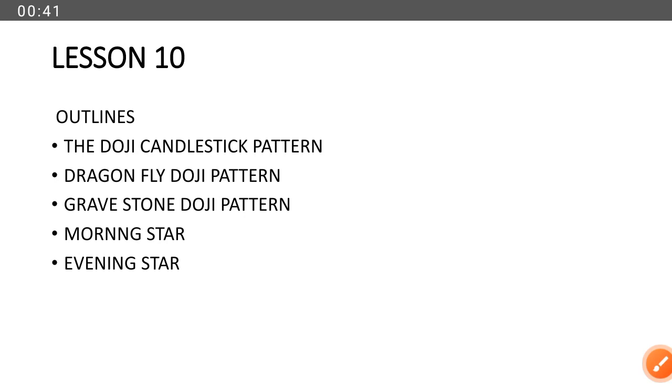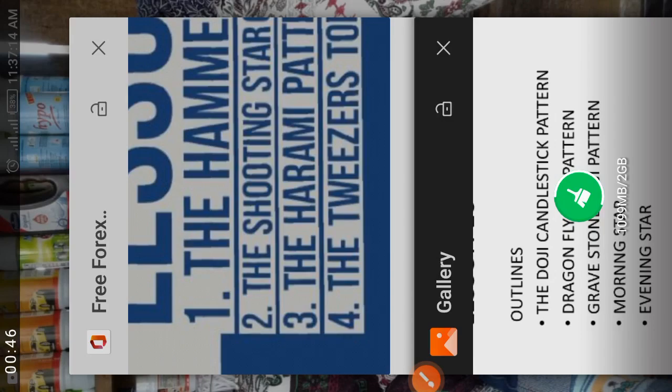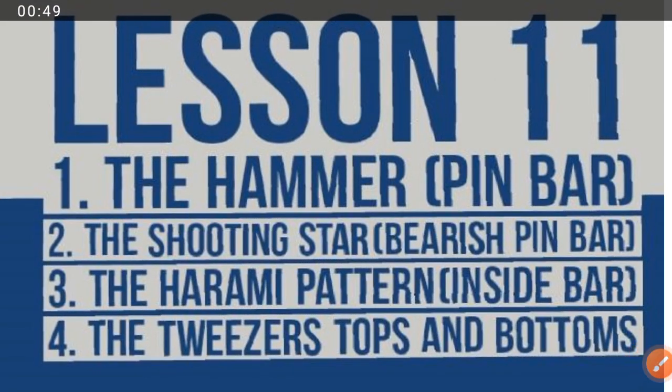Now today we shall be moving into lesson 11. We have the hammer, which is also called the pin bar. You have the shooting star, which is called the bearish pin bar. You have the Harami pattern, which can also be called inside bar. You have the tweezer tops and bottoms.